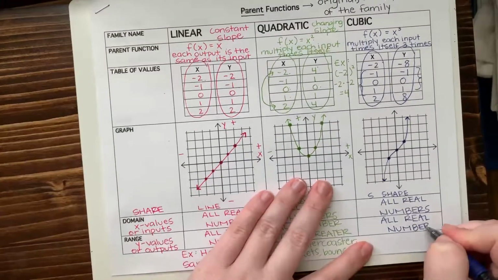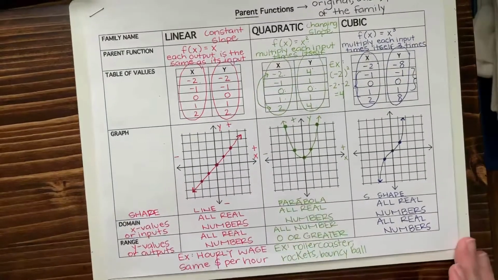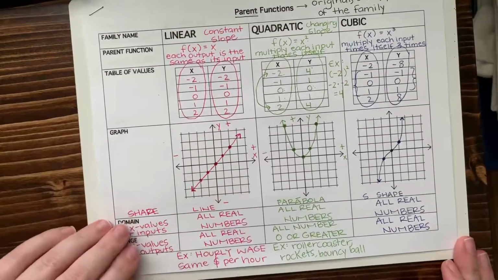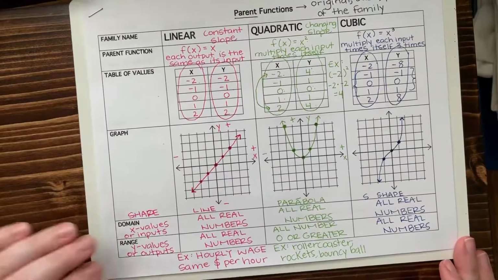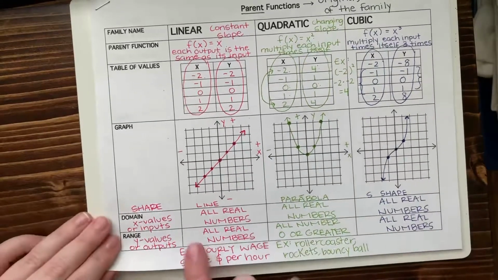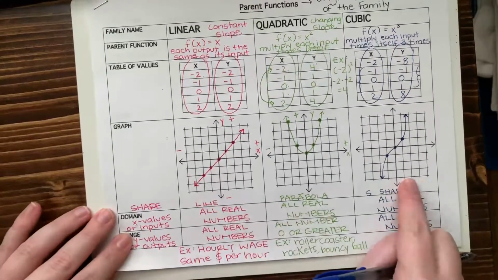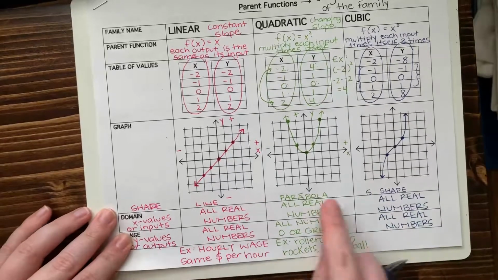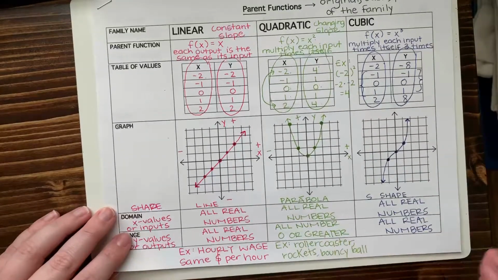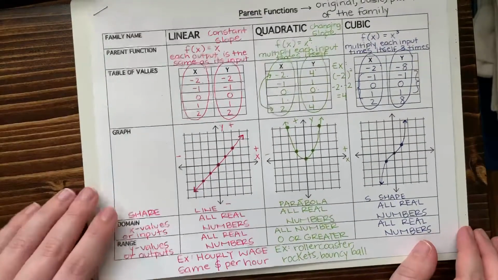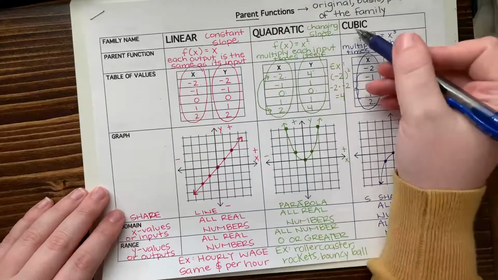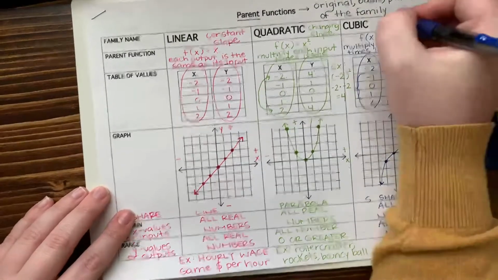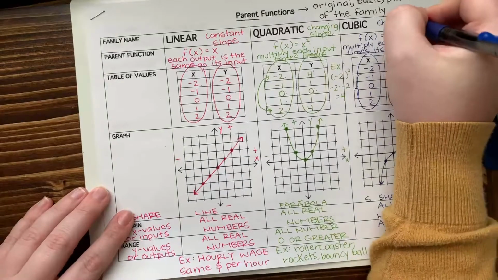So you should be able, over time, as we spend more time with this information and you spend time getting it in your head, you should be able to say, all right, linear and cubic are the same in their domain and range, but they're different than quadratic. So you should be able to answer questions like that. Again, that was the cubic family, and it has changing slope as well.